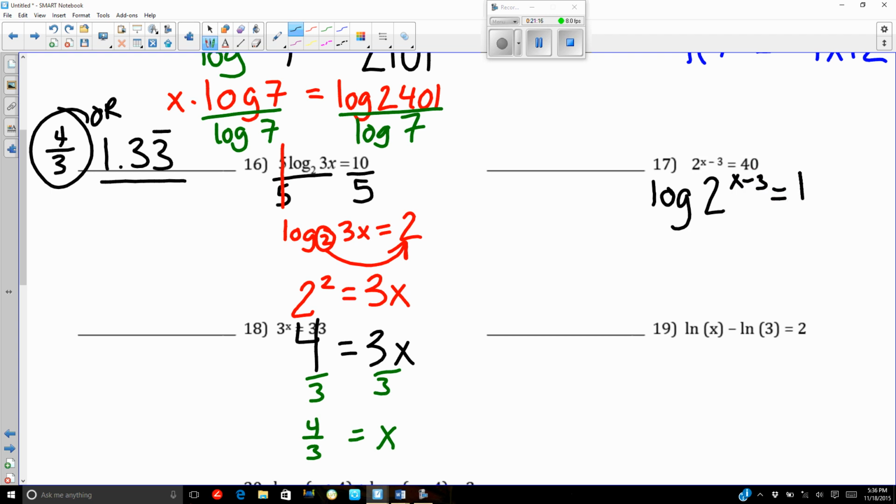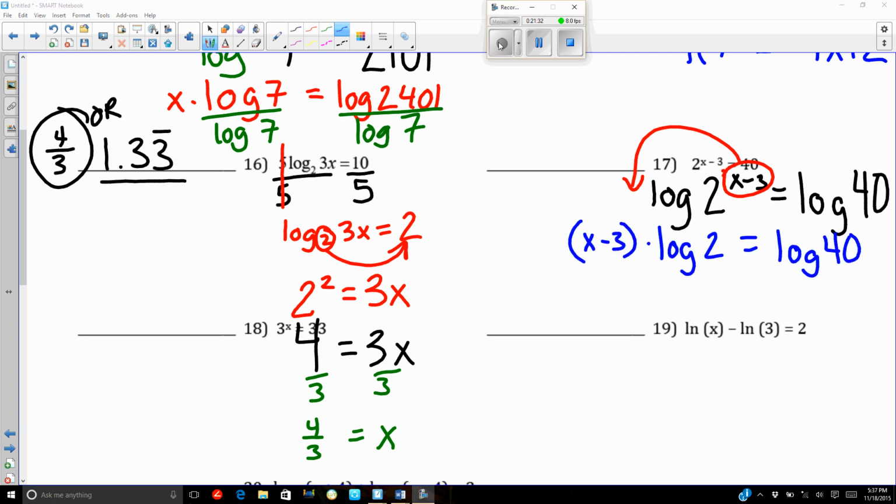And once I take the log of both sides, third log property, we can use that to move the exponent x minus 3 to the front of log 2. All right, so that's what this problem looks like after we do that. We want to get x minus 3 by itself. So we're going to undo that multiplication by dividing both sides by log 2.